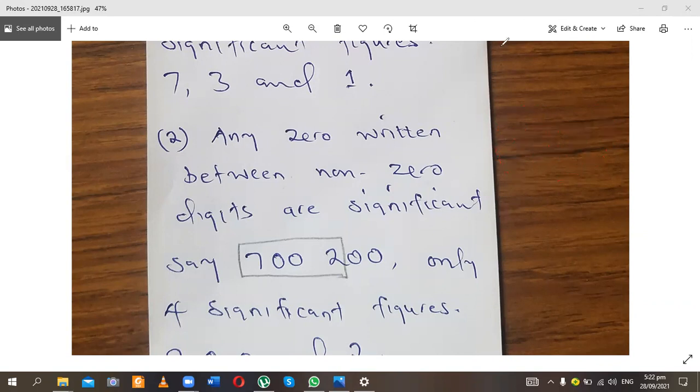Exactly. There are 4 because we have these ones that are non-zeros, and we said no matter what, these are significant. So we can say that 2 here is significant, that is 1. This one is also significant, that is 2. And the point is emphasizing that the numbers written in between the non-zeros are also considered to be significant. And because of that, we have 4 significant figures. Sure. So we learned, my dear.